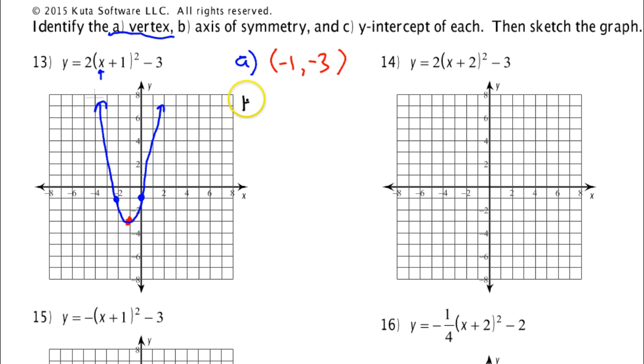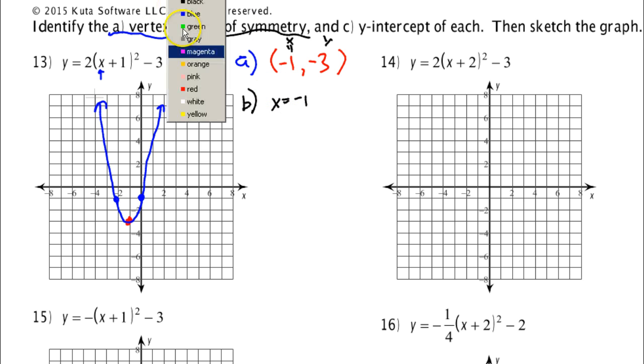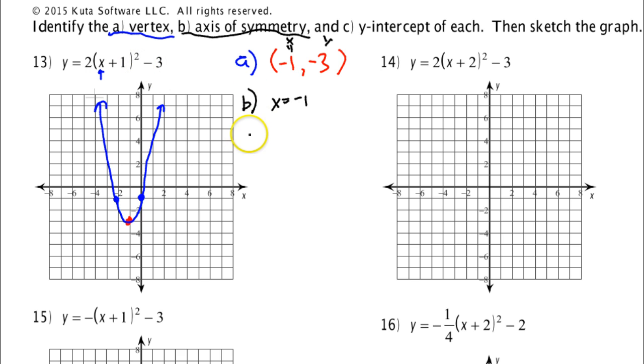I kind of went through this a little bit quickly, but the axis of symmetry, remember that's just whatever this is right here. This is x, this is y. So x equals -1, that's the axis of symmetry. And then the y-intercept is, well, when you plug in 0, what do you get as your answer? That's right here. That's my y-intercept. I got -1.